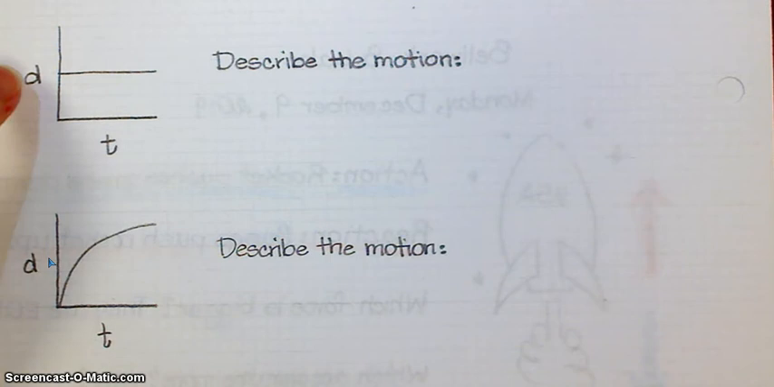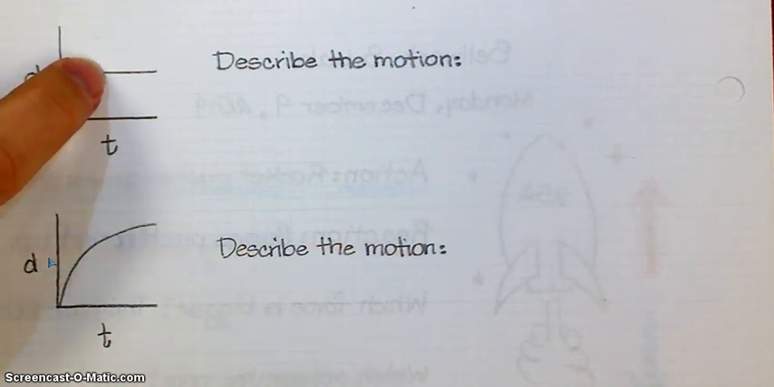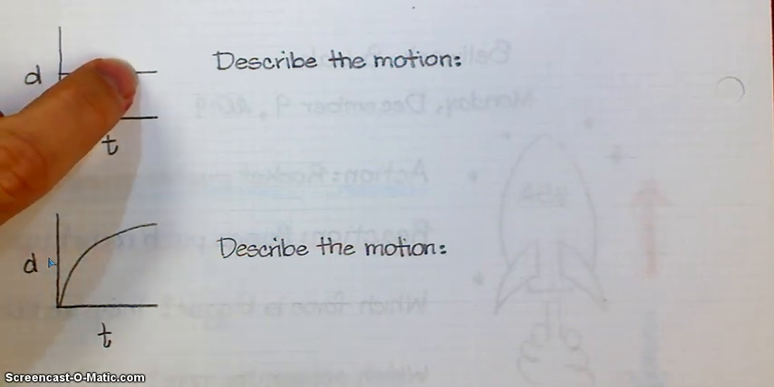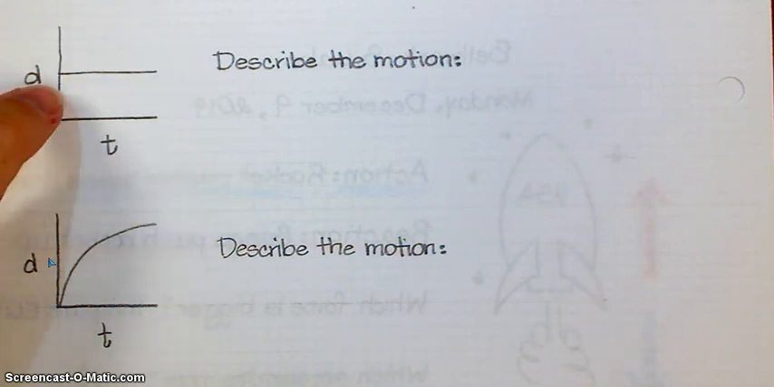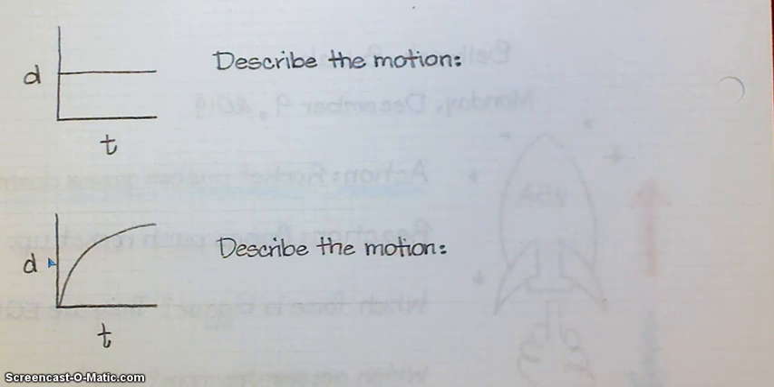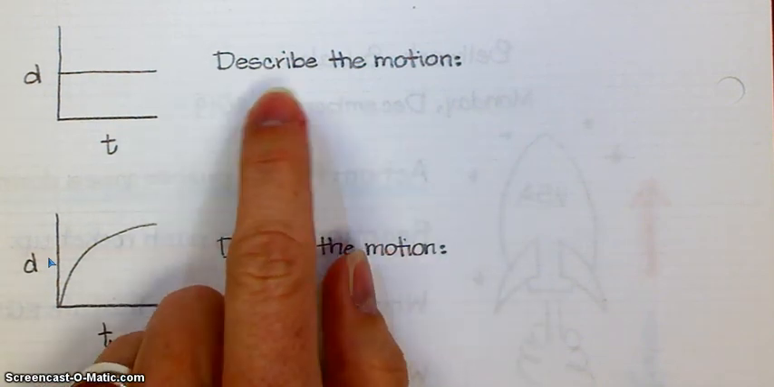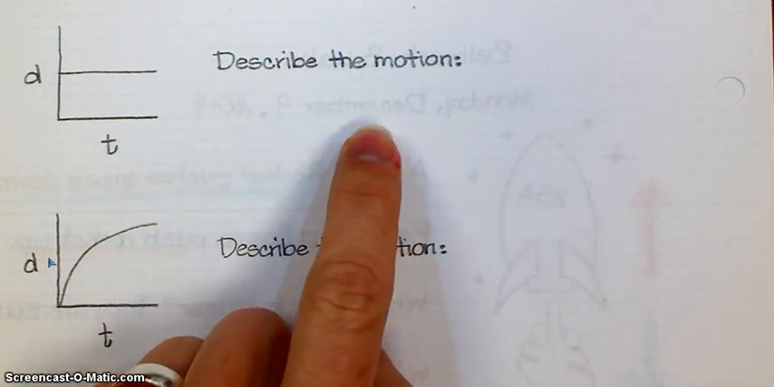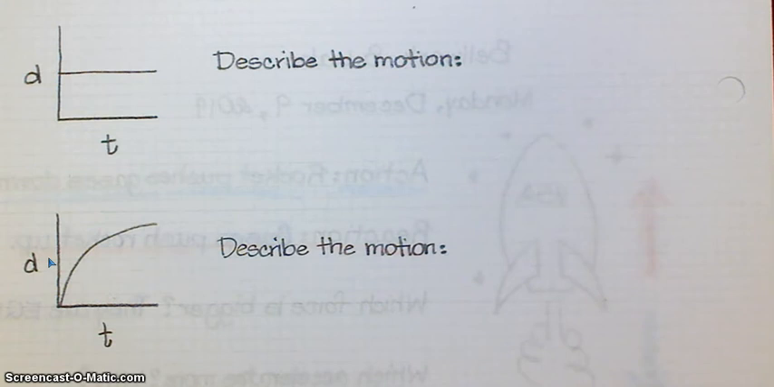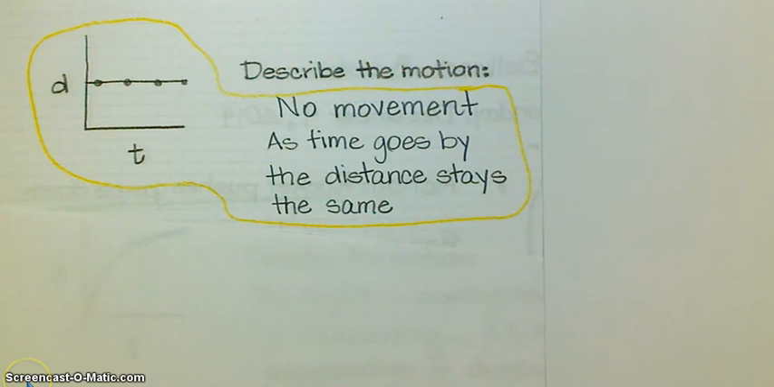Well, I'm noticing that my distance reading is remaining the same the whole time that this object is graphed. So the distance doesn't increase or decrease, which means that the distance stays the same. The object is not moving if the distance reading does not change. So, describe the motion. No movement. How do I know? The distance reading stays the same as time goes by. That's how I know. Okay. So as time goes by, the distance stays the same.